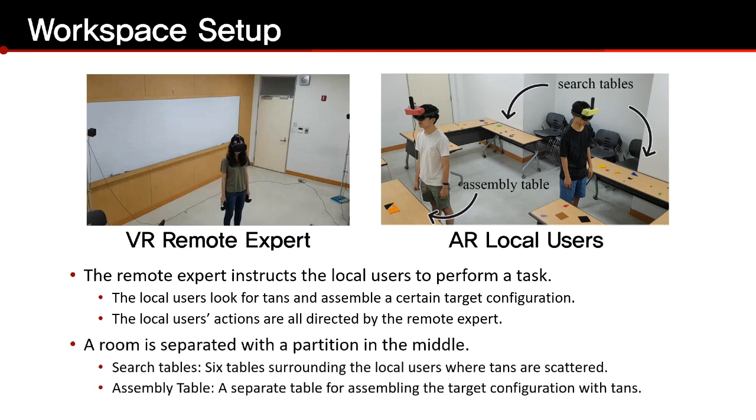For the workspace setup, a room is separated with a partition in the middle. One side is the VR remote expert's workspace, as shown in the figure on the left, while the other side is the AR local users' workspace, as shown on the right. In the local users' workspace, there are search tables and an assembly table. The search tables consist of 6 tables surrounding the local users, where TANs are scattered around, whereas the assembly table is a separate table in the middle for assembling the TANs.